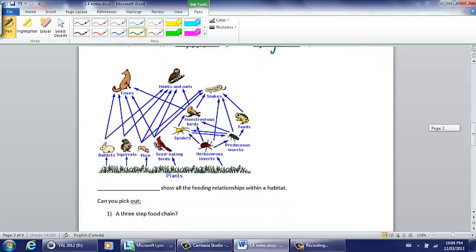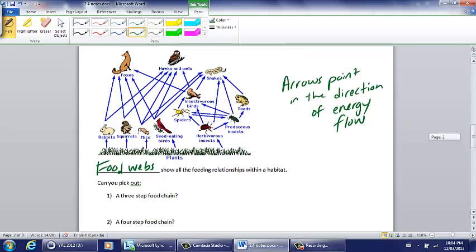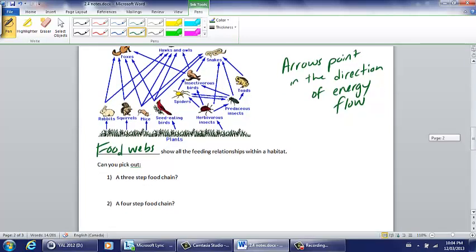This diagram here is of a food web, so it's showing many interconnected food chains, and the arrows point in the direction of energy flow. Food webs show the feeding relationships within a habitat. Examining the food web here, pause the video and try and answer these 3 questions.